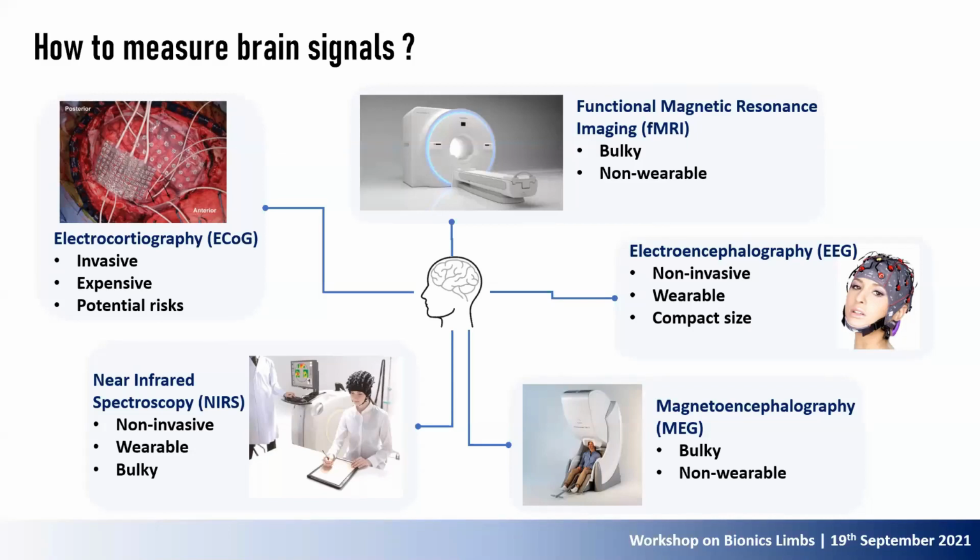And of course, there are other methods such as near-infrared spectroscopy, or NIRS, or MEG, magnetism-based brain signal detection systems. But they have some disadvantages compared to EEG. So EEG has become a good candidate for BCI control in bionic devices such as prosthetics. Because of that, I'm going to focus on EEG-based control of bionic devices in my presentation from now on.